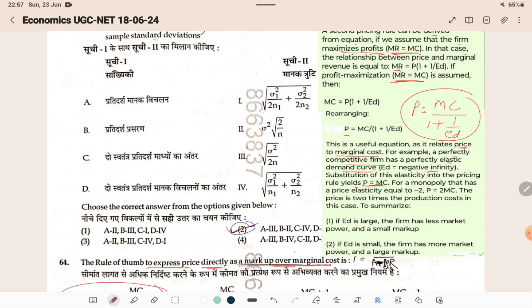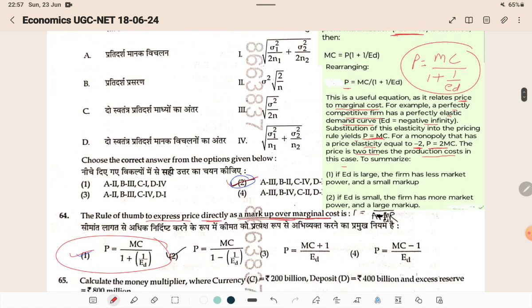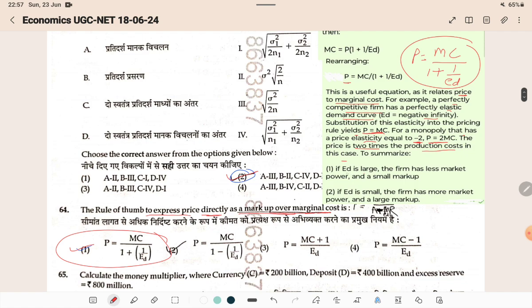P is equal to MC. For a monopoly that has a price elasticity equal to -2, price is equal to 2 MC, or 2 times marginal cost. The price is 2 times the production cost in this case. To summarize, if elasticity of demand is large, then the firm has less market power and a small markup, and if elasticity of demand is small, the firm has more market power and a large markup.